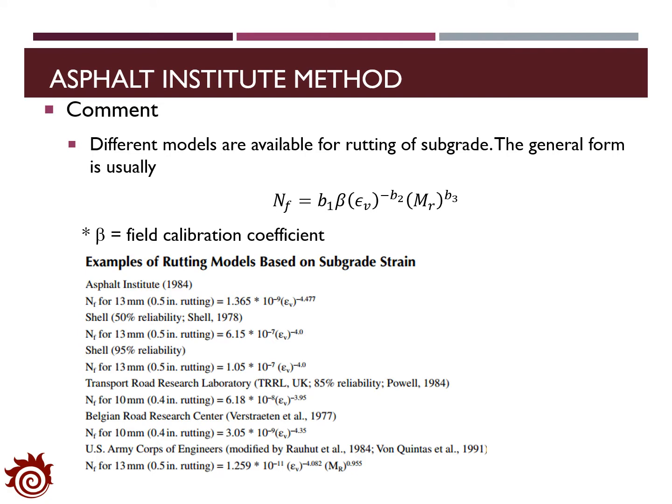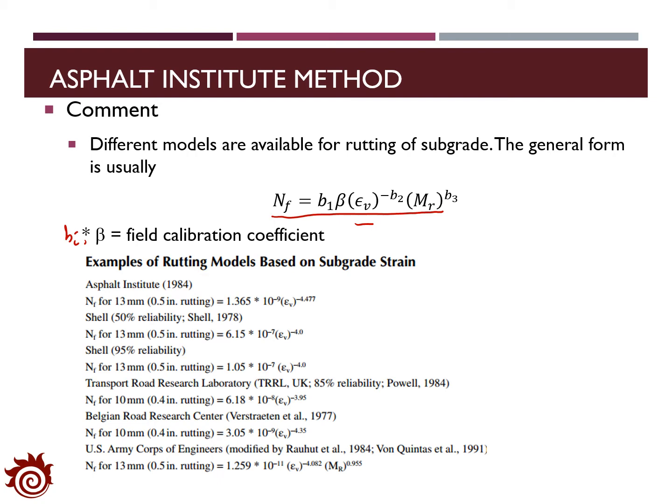Similarly, we can apply different models for the permanent deformation criterion. And the equation here shows the general form of the relationship between the allowable number of load repetitions and the compressive strain and the modulus of elasticity.